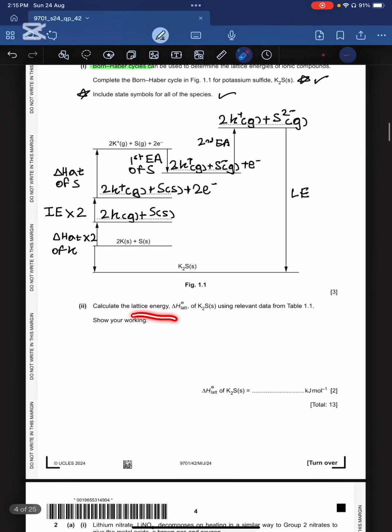Now we need to calculate the lattice energy of K2S using the relevant data. What we do here is we create a simple equation. On the left hand side of the equals sign, we write about one route, and on the other side of the equals sign, we write about the other route. What do I mean by that? This was one route, so I write it. What is this? This is the enthalpy change of formation. So I write about the enthalpy change of formation, and because 1 mole is being formed here, I just keep it as it is. I don't need to multiply it by anything.